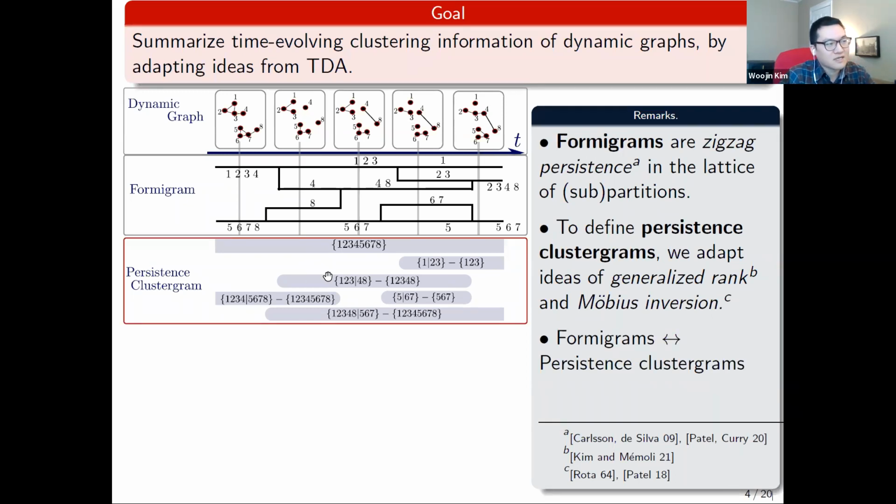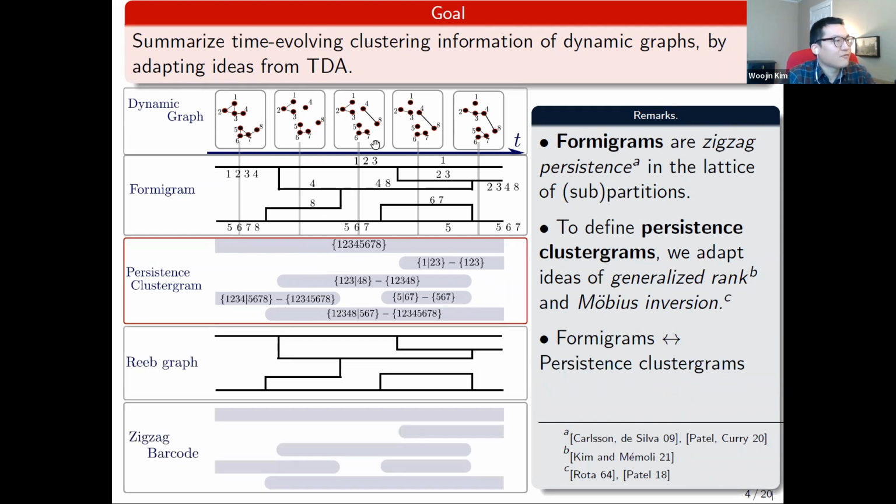From the persistent clustergram, we can recover the formigram. That means that the persistent clustergram is a complete invariant of formigrams. And by forgetting these labels, we can obtain the Reeb graph and also the zigzag barcode of the Reeb graph, which are very familiar objects in TDA. And this pipeline is stable. That means that small perturbations of a dynamic graph will result in small perturbations of formigrams and the invariants of the formigrams. But today my talk is going to be about constructing this persistent clustergram rather than explaining this stability result.